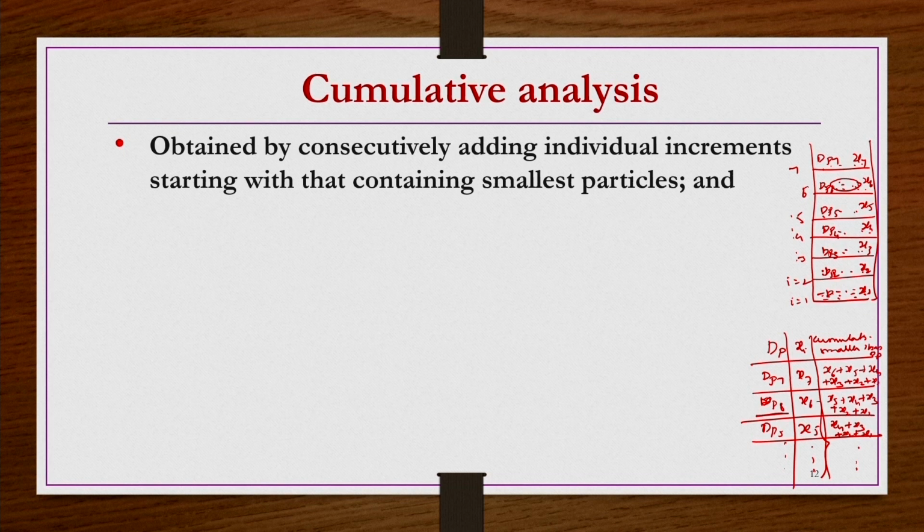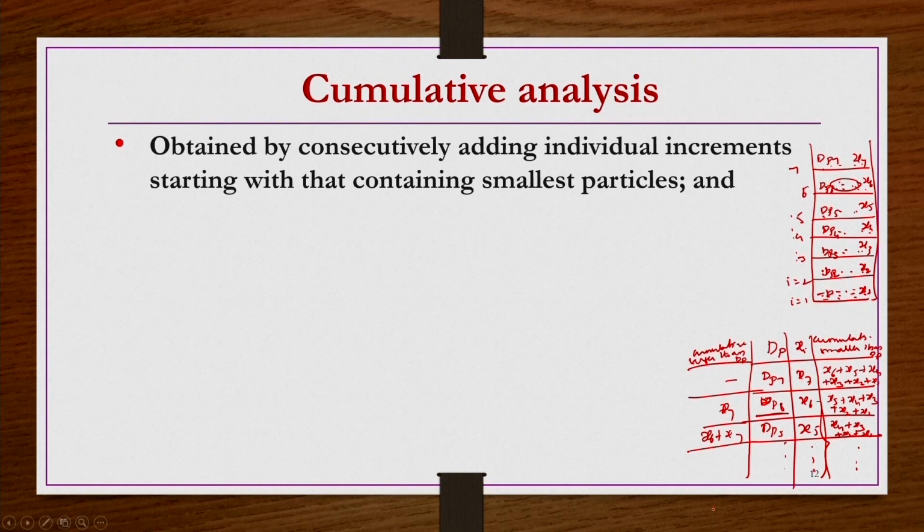Like that we can do exactly the reverse one, the cumulative fraction larger than dp. If you do the larger than dp here, in this case it should be 0, this case should be x_7, this case should be x_6 plus x_7, like this we have to do. Let us say cumulative fraction larger than dp. We will take an example problem also, so I am just explaining here.